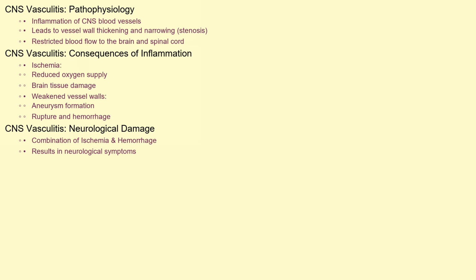The pathophysiology of CNS vasculitis is rooted in inflammation. When the blood vessels in the brain and spinal cord become inflamed, their walls thicken and narrow. This narrowing, called stenosis, restricts blood flow to vital areas of the central nervous system. Reduced blood flow can lead to ischemia, or lack of oxygen, causing damage to brain tissue. The inflammation can also weaken the vessel walls, predisposing them to aneurysms or even rupture, resulting in bleeding within the brain. This combination of ischemia and hemorrhage is what leads to the various neurological symptoms observed in CNS vasculitis.